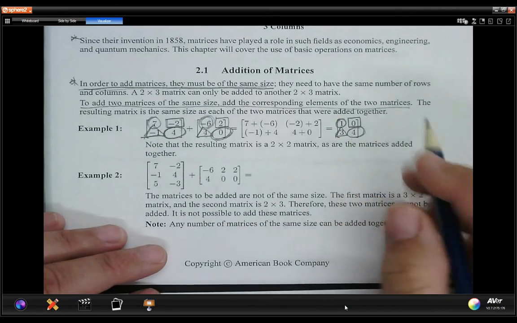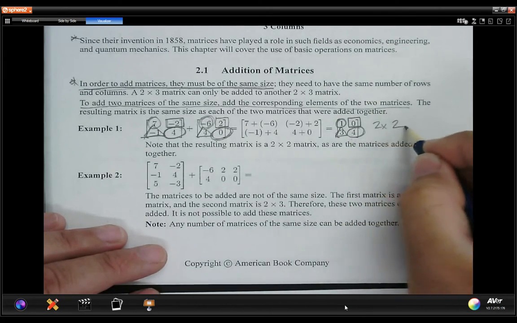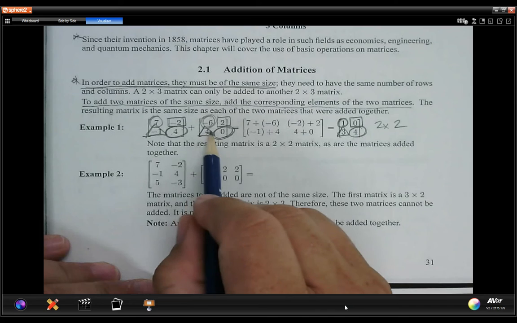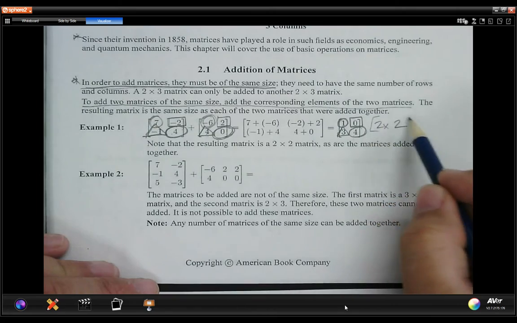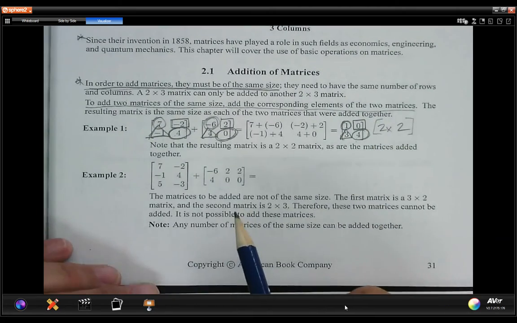And notice our answer is also a 2 by 2. So again, these dimensions have to be the same in order to be added together. And once you add them together, you should get exactly the same size or dimensions of a matrix.